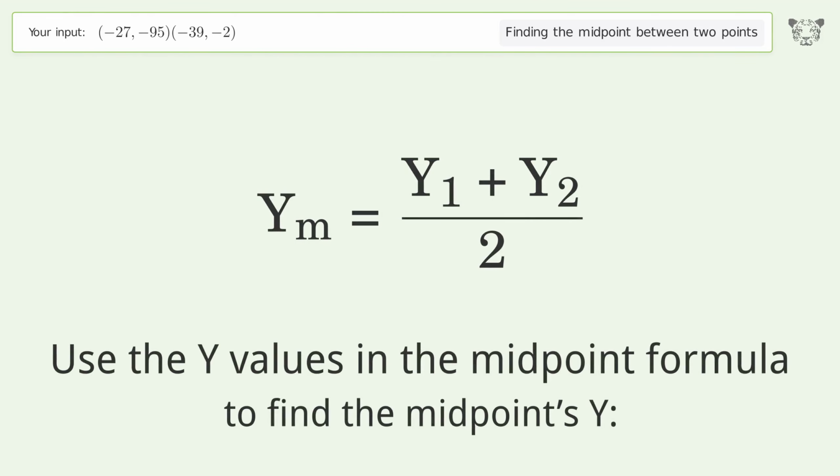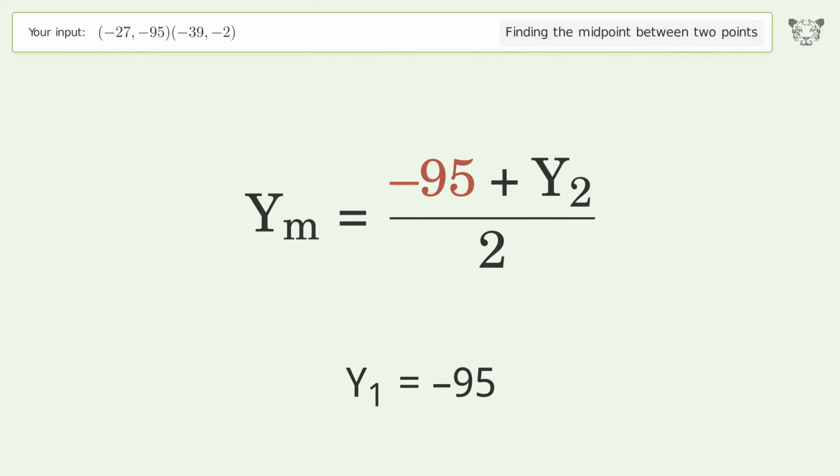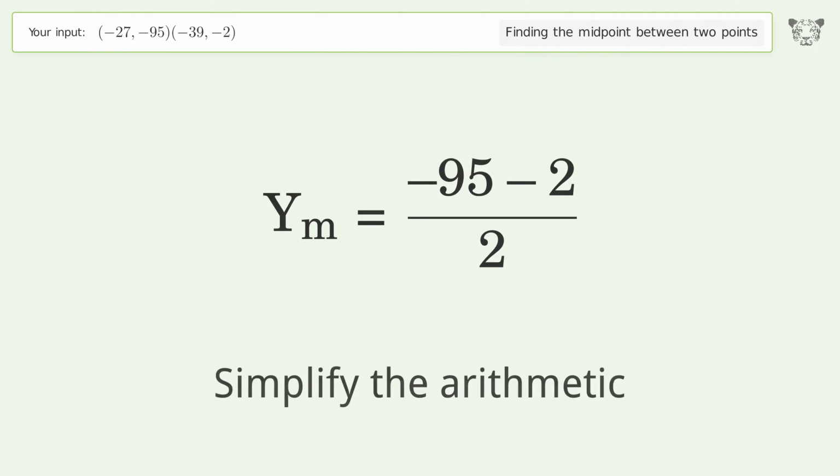Use the y values in the midpoint formula to find the midpoint's y. y1 equals -95. y2 equals -2. Simplify the arithmetic.